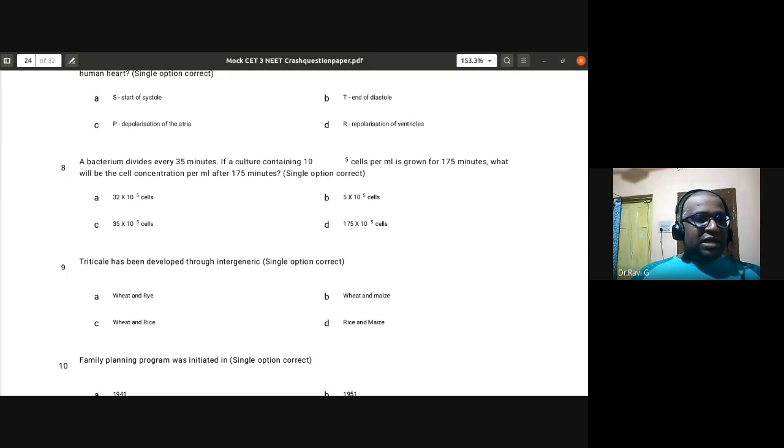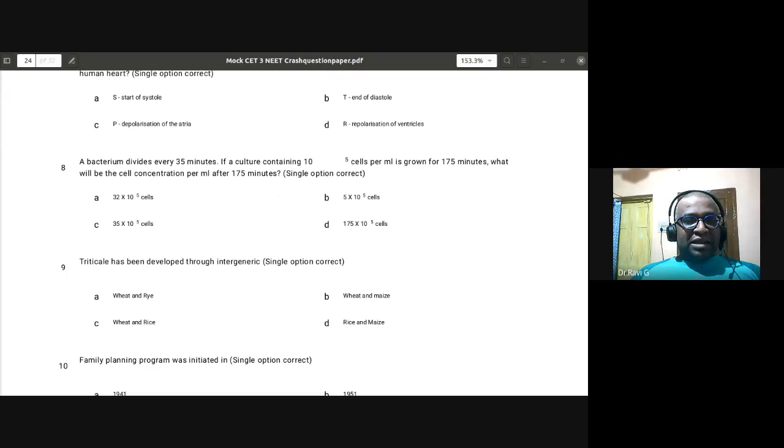The answer for the eighth one is 32 into 10 to the power of 5 cells. So 32 into 10 to the power of 5 cells. So the eighth one is A, 32 into 10 to the power of 5 cells.